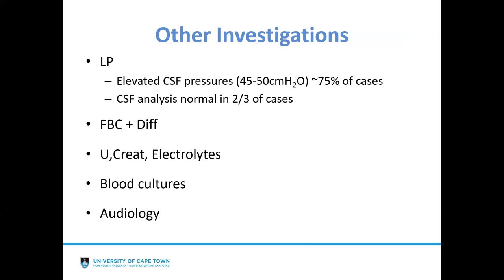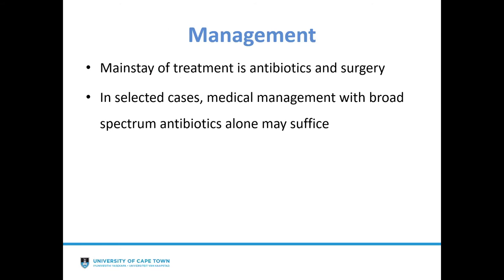Then the other investigations that you can perform: a lumbar puncture. Usually in patients with lateral sinus thrombosis, in up to 75% of cases, they have elevated CSF pressures up to 45 to 50 centimeters of water. And I've noticed that CSF analysis is essentially normal in about two-thirds of cases. The other investigations that you can do are a full blood count with differentials, urea and electrolytes, blood cultures, as well as obtaining audiograms for hearing assessment.